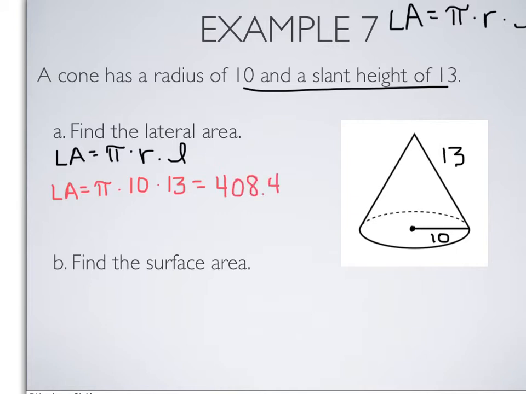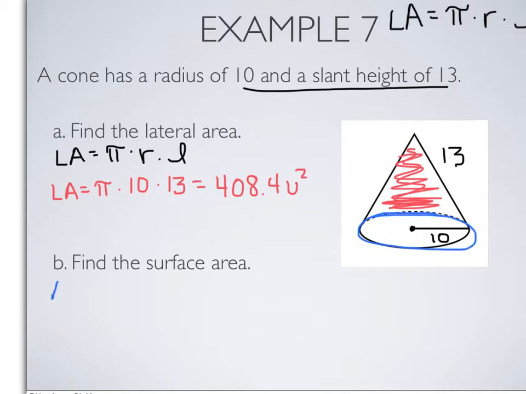108.4. Okay, and I guess that'd just be square units because I didn't give any units on that. So then think about what we have to include if we want the surface area. We just found the lateral area, which would basically be this whole outside surface of the cone. But for surface area, we also want to include the circle at the bottom.